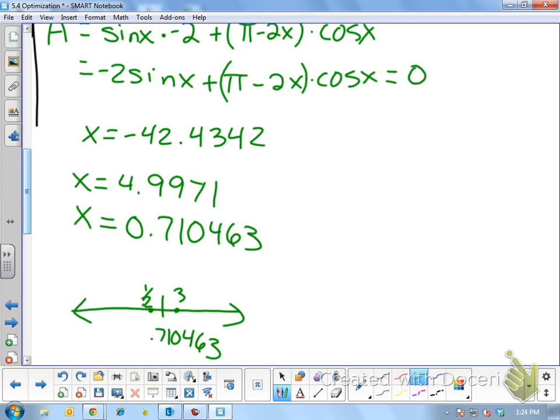Yes, we wanted it to be positive. I swear that was supposed to be a negative, but no, we wanted it to be positive. So good, we got positive, got negative. Okay, so we've proved it's a maximum, and now we just find the dimensions.